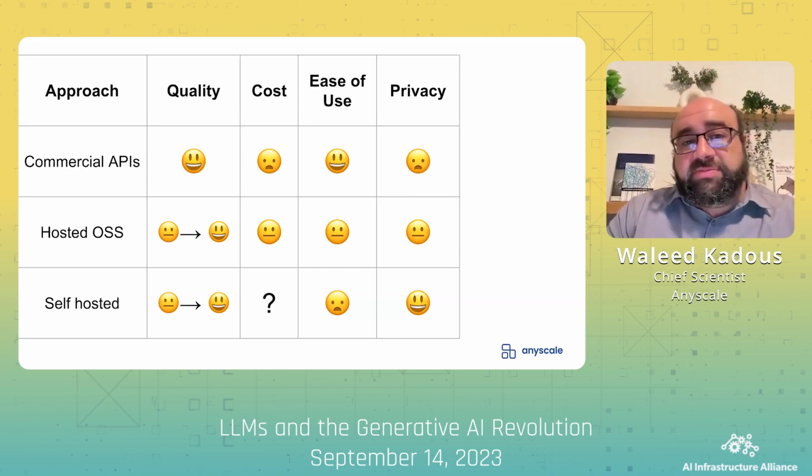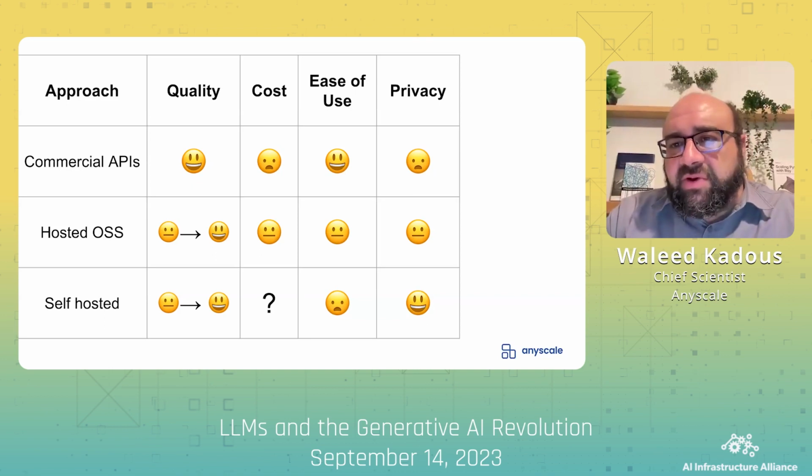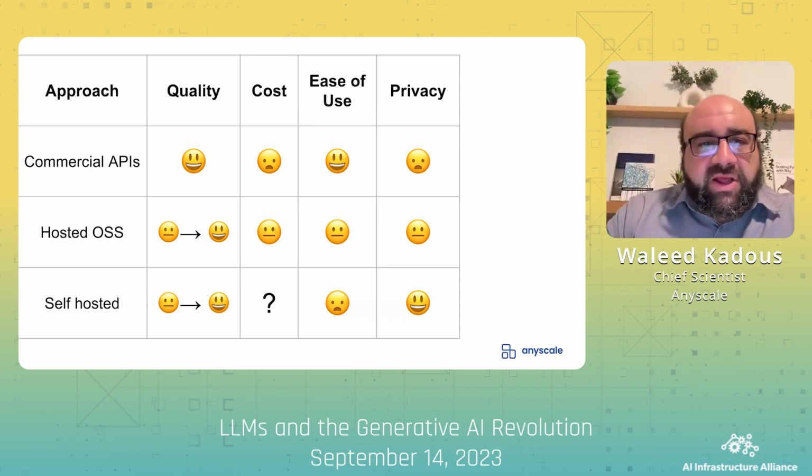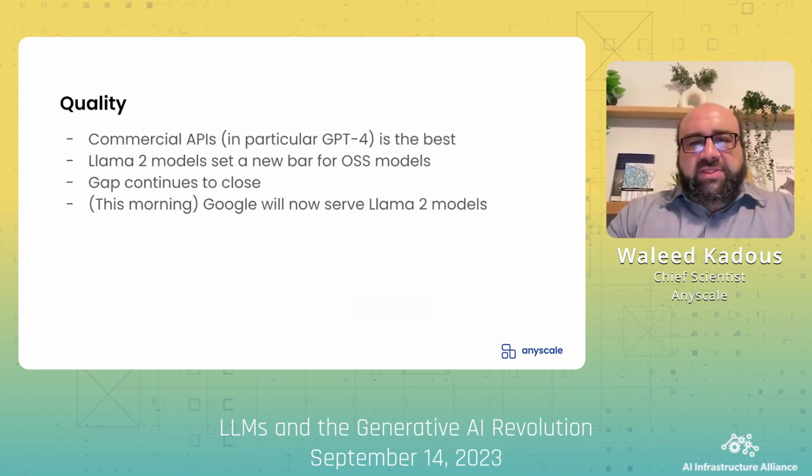So, in your case, perhaps privacy is the most important thing, and it's absolutely critical. Maybe your only real option there is self-hosted. On the other hand, if you're trying to keep costs low, maybe hosted OSS is a better model for you. So let's start with quality.